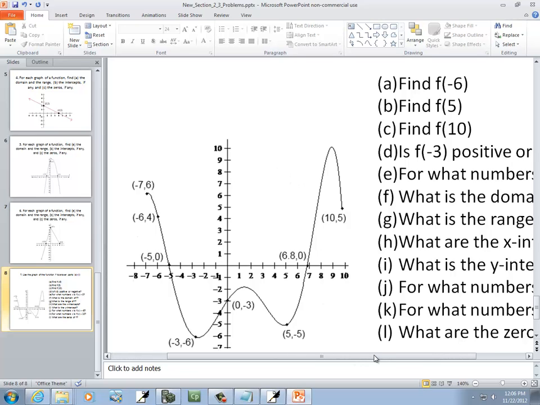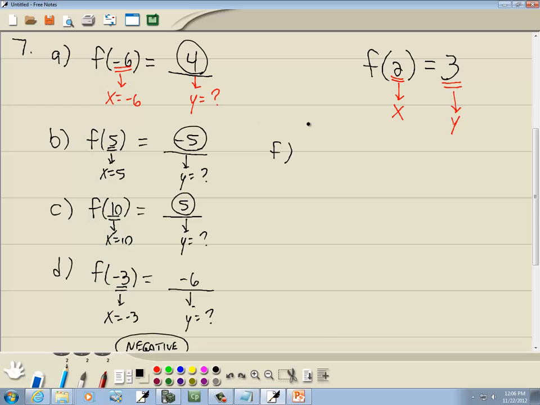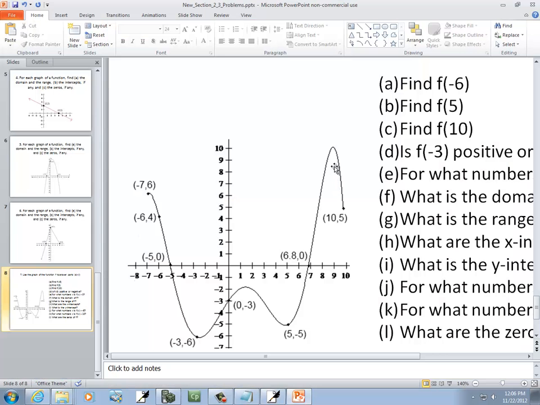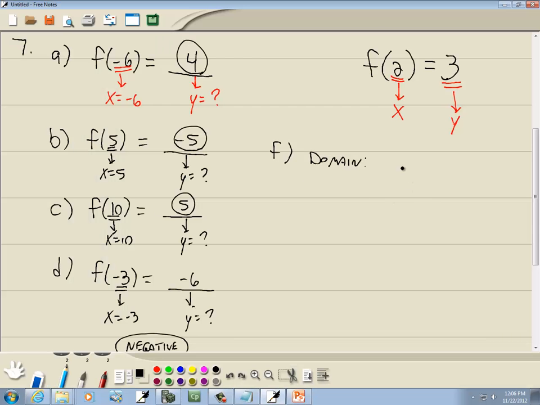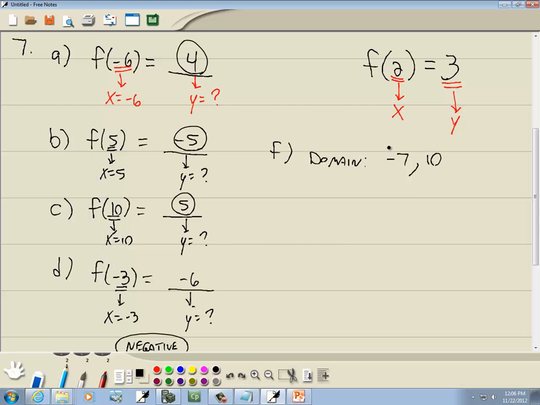F is, what is the domain? So the domain. Remember, domain is your x values where your graph exists. Well, this right here is our leftmost point. And if I come straight down, then our x value is negative 7. You can also get it off the point. So the negative 7 is the leftmost where it exists. Now here's the rightmost part of our graph where it exists. If I come down, it's 10, or I could get it off the point there. So it'd be negative 7 to 10 is our domain. And we put brackets on those.